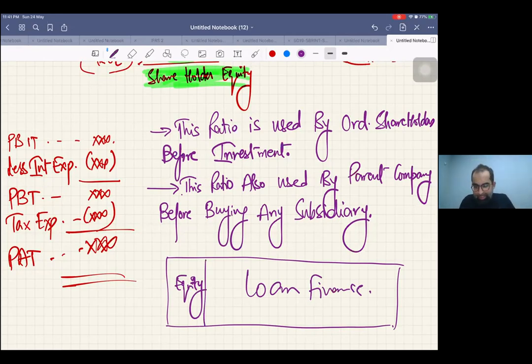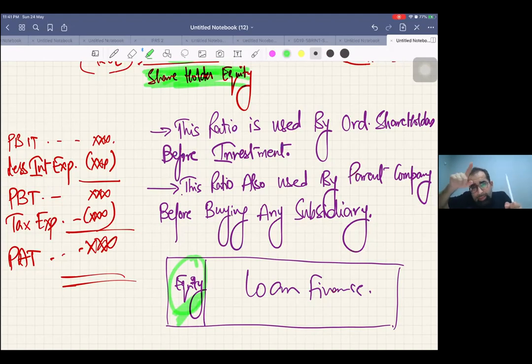These owners are very active, very sharp people. What are they doing? They are running the whole show using debt finance, and they are not giving a profit share to the debt holders. They are just giving them a fixed interest rate.